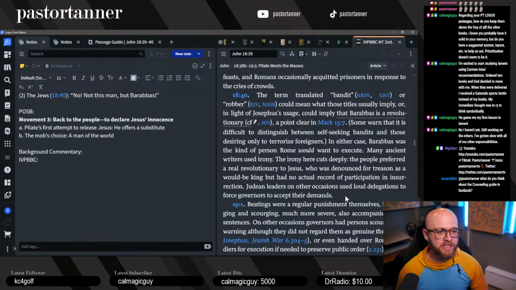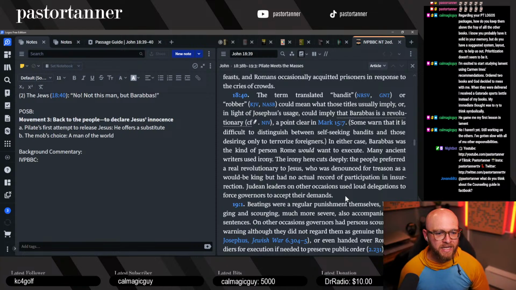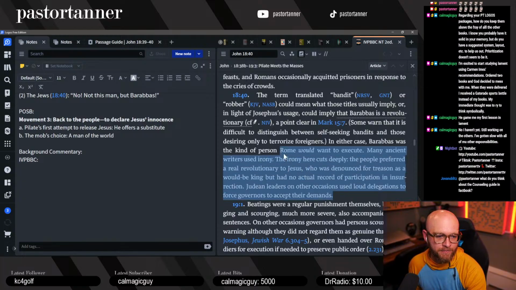Some warn that it is difficult to distinguish between self-seeking bandits and those desiring only to terrorize foreigners. In either case, Barabbas was the kind of person Rome would want to execute. Many ancient writers used irony. The irony here cuts deeply. The people preferred a real revolutionary to Jesus, who was denounced for treason as a would-be king, but had no actual record of participation in insurrection. Judean leaders on other occasions used loud delegations to force governors to accept their demands.